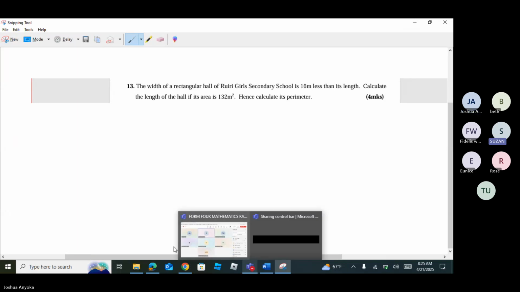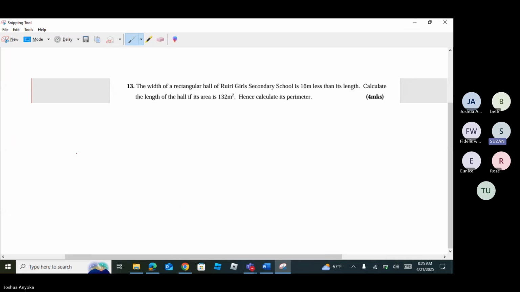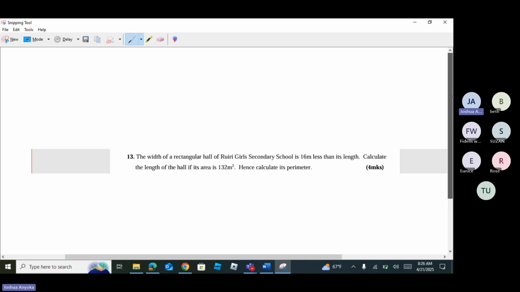The width of a rectangular hall of Ruiriri Girls Secondary School is 16 meters less than its length. Calculate the length of the hall if its area is 132 meters squared. Hence, calculate its perimeter. This question lies under formation of quadratic equation, and then we solve. So this one is under formation.